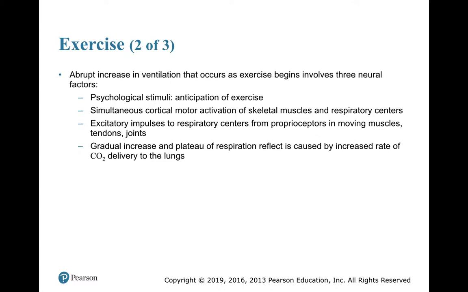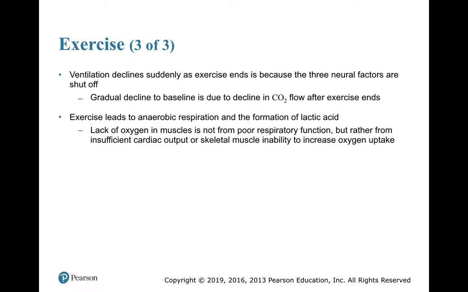The abrupt increase in ventilation that occurs as exercise begins involves neural factors, the psychological stimuli, simultaneous cortical and motor activity of skeletal muscle and respiratory centers, excitation impulses to the respiratory center from proprioceptors in moving muscles, tendons, and joints. The gradual increase and plateau of respiration reflects that it's caused by an increased rate of CO2 delivery to the lungs. Ventilation declines suddenly as exercise ends because of neural factors. They're being shut off, and it gradually goes back to baseline due to the decline in CO2 flow after exercise ends.